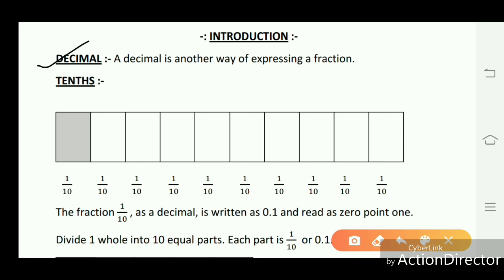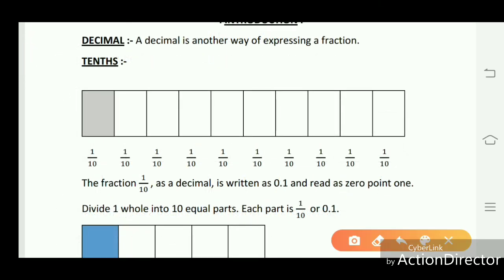Decimal. A decimal is another way of expressing a fraction. First, tenths. Here we take a total of 10 boxes and we shade only one box. So each box shows the fraction 1 upon 10. The fraction 1 upon 10 as a decimal is written as 0.1 and read as zero point one.